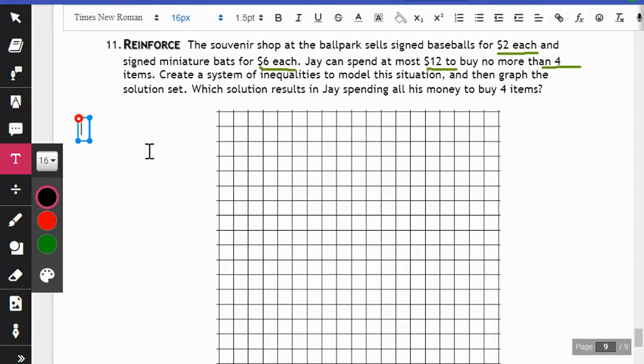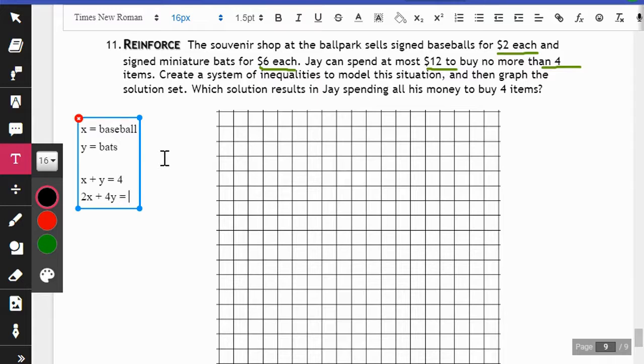Okay, so if we add up the baseballs, we're going to make X equal baseball, Y equal bat, because that's what we're buying. That's our variable. I add up all the baseballs and bats he bought. X plus Y. It adds up to 4. He bought 4 things. Now we're going to add up how much it costs. Well, the baseballs were $2. The bats were $4.